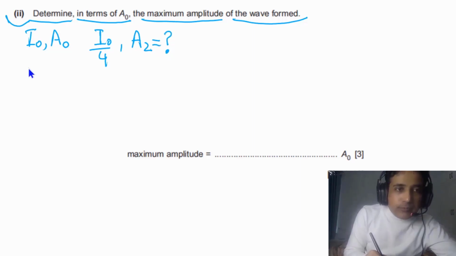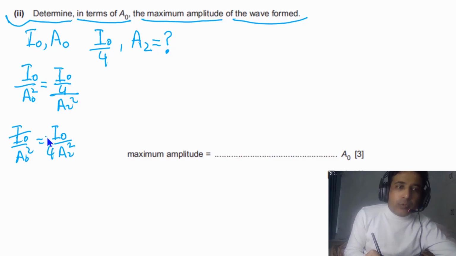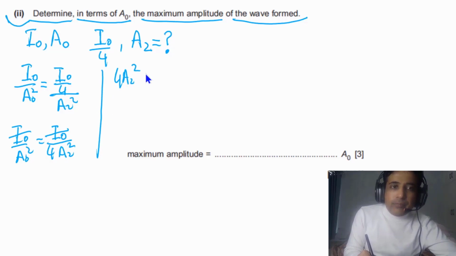In this case, we need to understand that the ratio between intensity and amplitude square is constant. So we can say I naught by 4 divided by A2 square also will be constant. We can simplify this. I naught by A naught square will be equal to I naught divided by 4 A2 square. So I naught we can cancel with I naught. Then 4 A2 square has to be equal to A naught square. We need to find the value of A2.